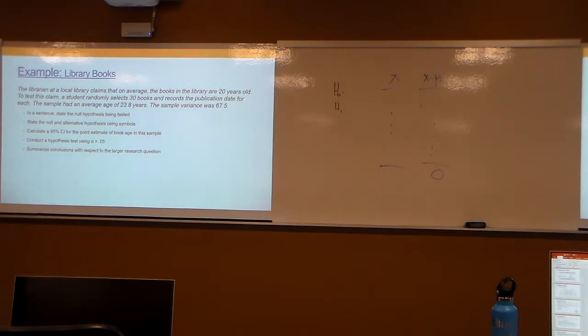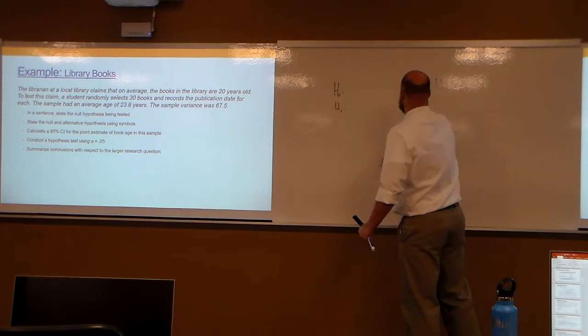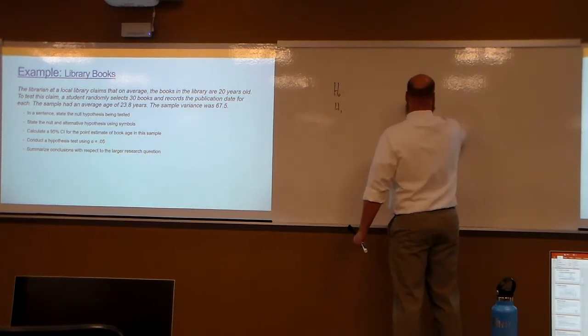All right, so example. Once again, we're back at the local library. We're claiming that books are on average 20 years old. To test this claim, the student randomly selects 30 books and records a publication date for each. The sample has an average age of 23.8 years. Sample variance was 67.5. So this is going to look similar to stuff that you're doing right now.